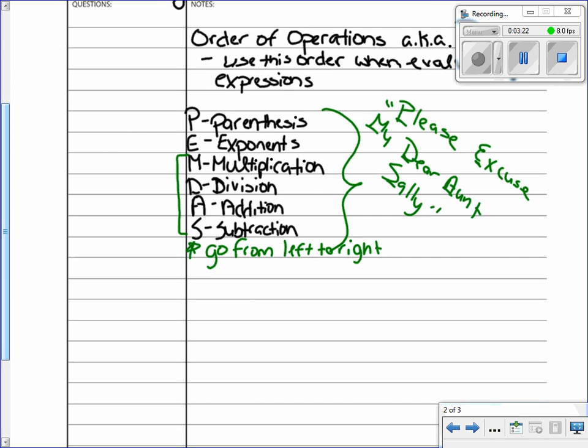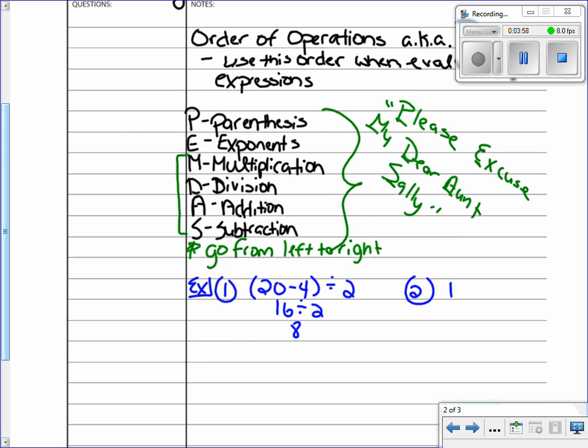Example 1. Parentheses 20 minus 4, divided by 2. If we follow the order of operations, the first letter P is parentheses. So that means we're going to simplify what's inside the parentheses. 20 minus 4 is 16. So we now have 16 divided by 2. 16 divided by 2 is 8. So we have our final answer.